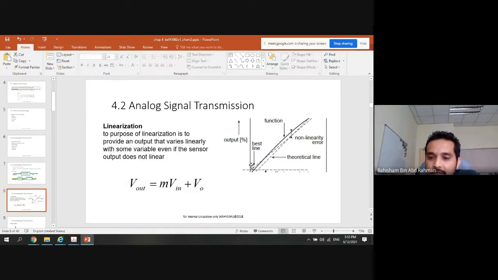If you can see here, we've got the values. The theoretical line, we've got this one. We have the non-linearity errors, in which the signal might not be perfectly linear, a straight line. It might have some errors, and this is the function. So it depends on what value we're going to use. This is the need for instrumentation engineers or control engineers to decide what the best function is to be used for each particular application.